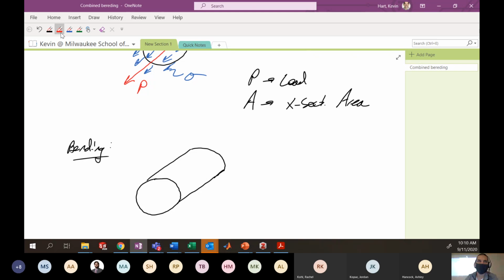There are two ways that you might see moments represented pictorially. One is by a curved arrow. If this is the neutral axis for this particular piece, you might see a moment represented like this, where this is your moment M. And let's put a coordinate system here. That's the word I'm looking for.